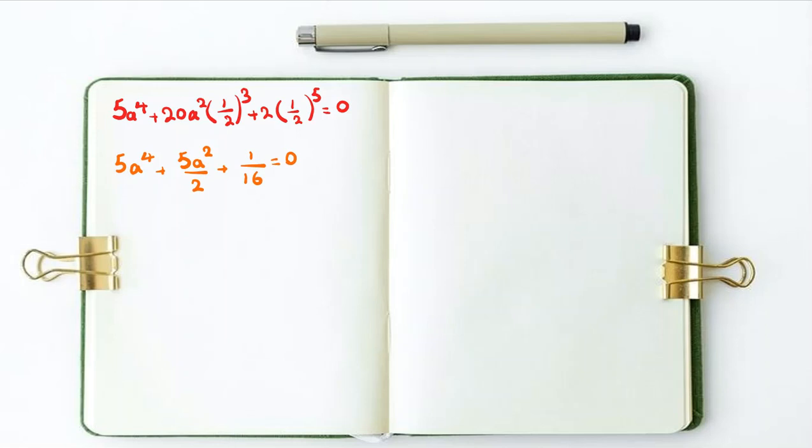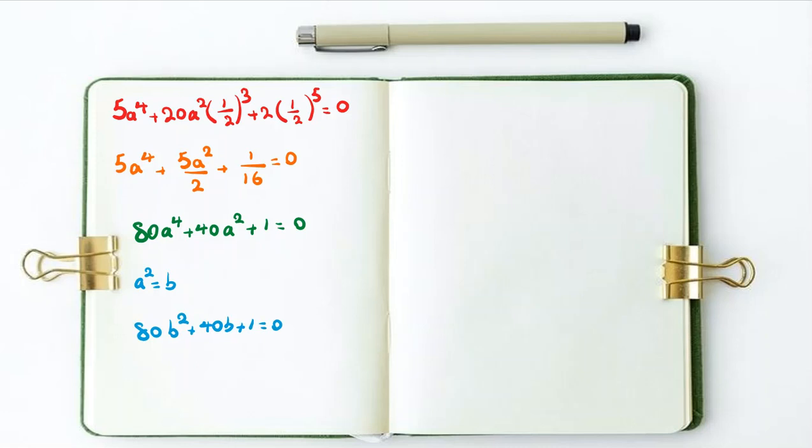Now in the next step, we multiply both sides by 16. So it will be what? It will be 80 if we multiply by 16, 5 times 16, 80. Next one, 8 times 5, 40. a squared plus 1 equal to 0. Now here we use a change of variable and we write a squared equal to b. So the equation will be 80b squared plus 40b plus 1 equal to 0.